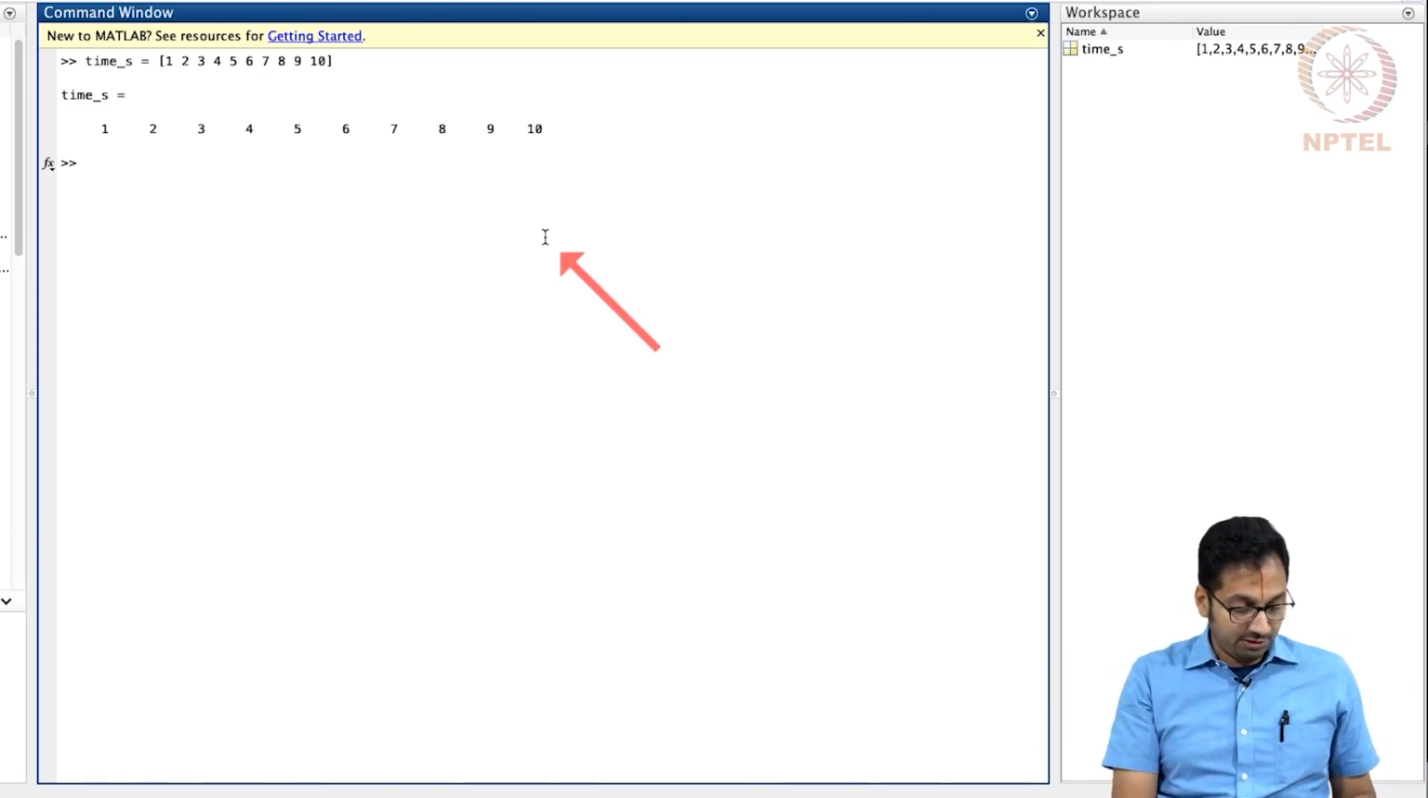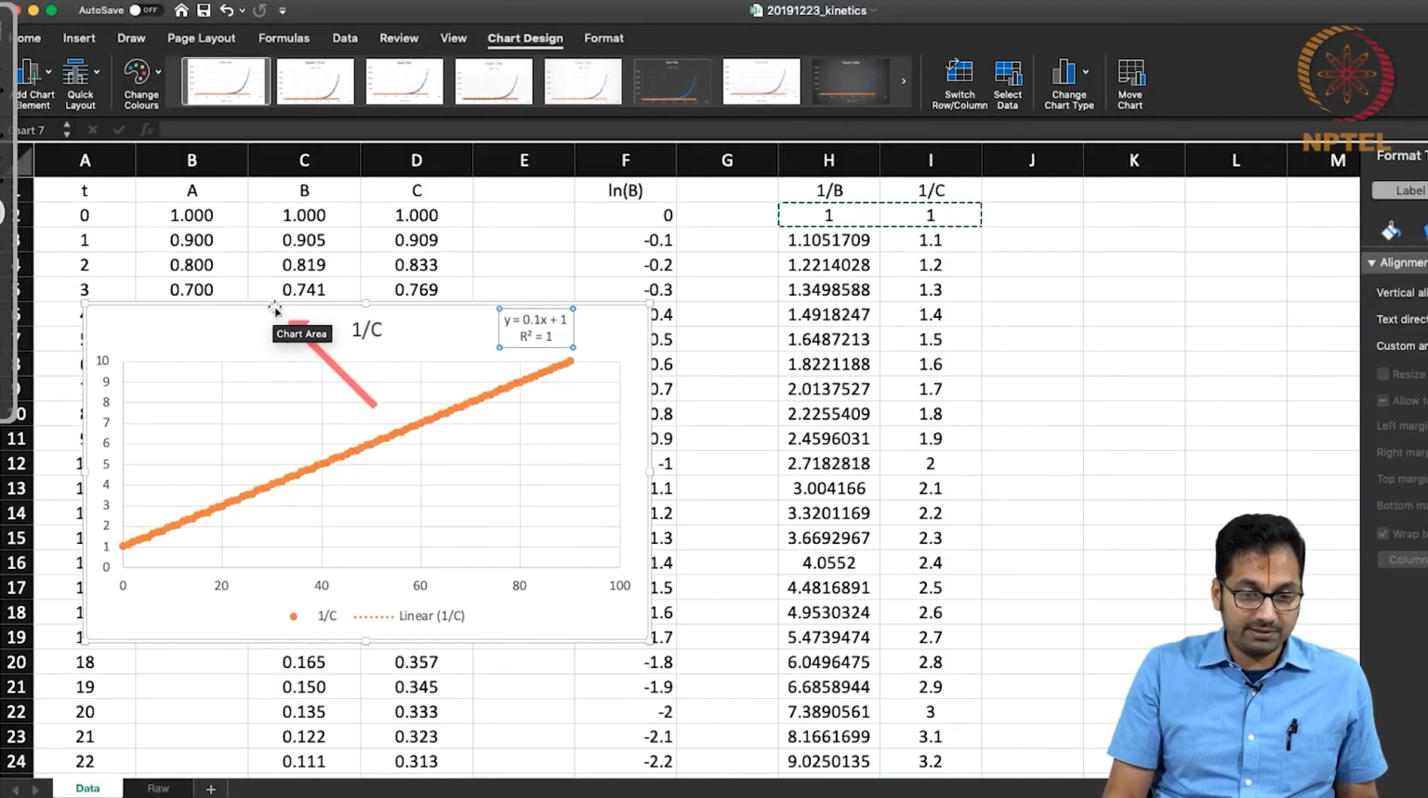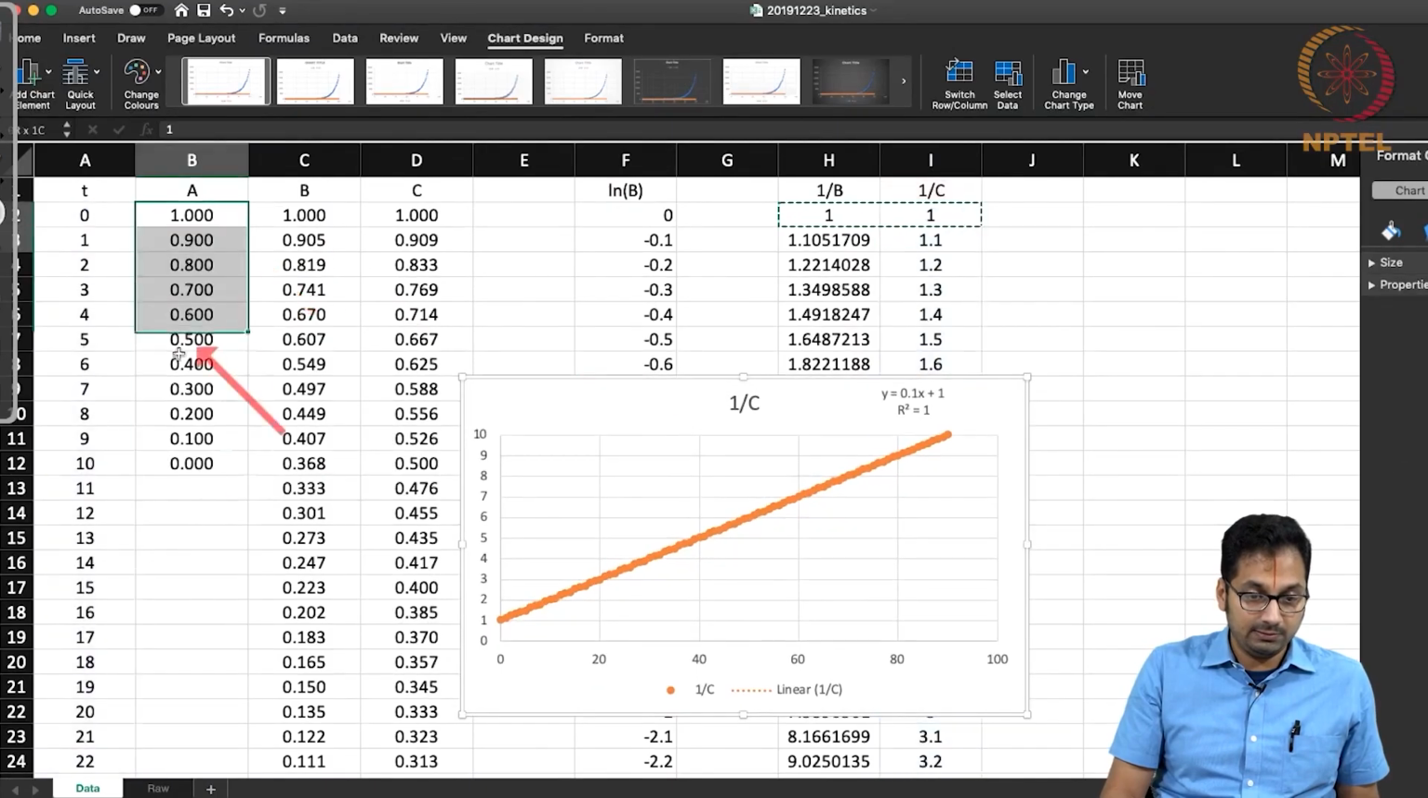Similarly to the concentration of A, so we can say conc of A, you can do the same thing, and the advantage is you can even copy paste from Excel.